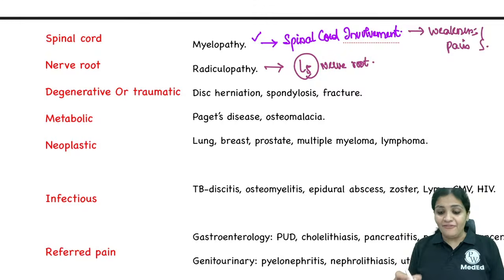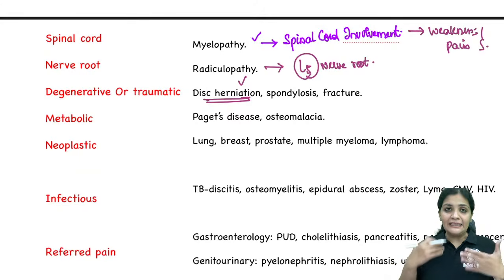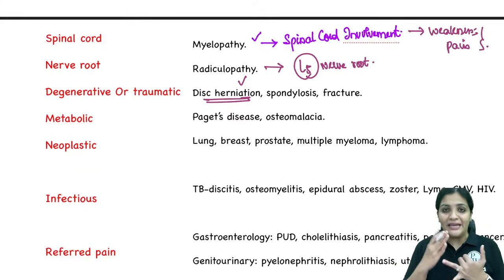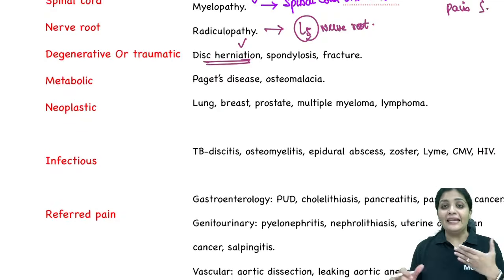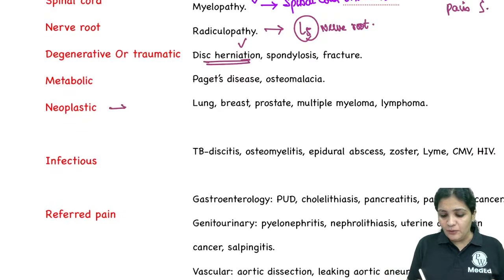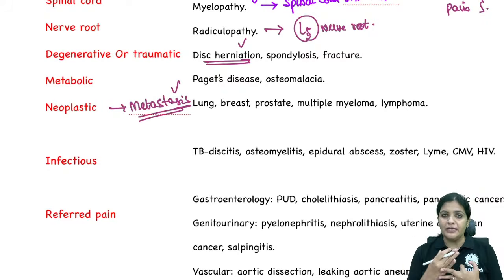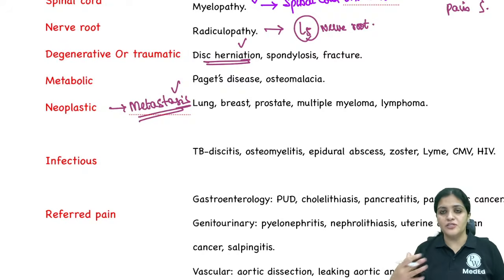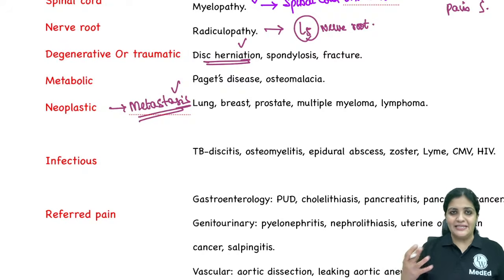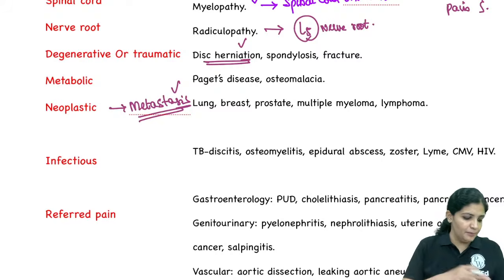And then you can have disc herniation. So PIVD. Okay, and then other causes like metabolic, you have Paget's disease, osteomalacia, you can see in vertebra, right? And then metastasis. So whenever I deal with neoplastic causes, the most common one is metastasis, right? You have to remember this. So there are lung, breast, prostate, multiple myeloma and lymphoma. All this will spread to the spine. So metastasis is one of our very, very important.